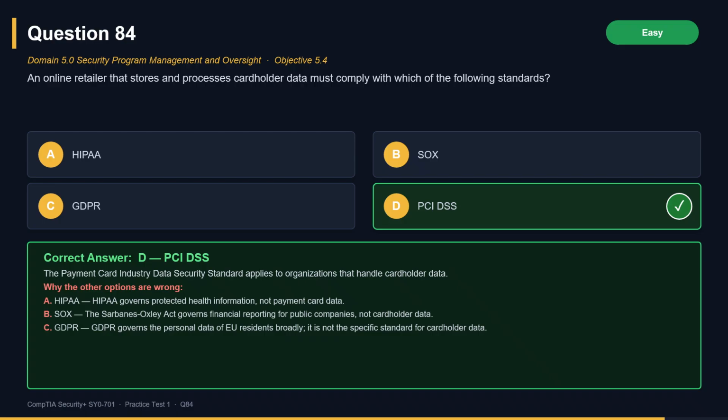HIPAA is incorrect. HIPAA governs protected health information, not payment card data. SOX is incorrect. The Sarbanes-Oxley Act governs financial reporting for public companies, not cardholder data. GDPR is incorrect. GDPR governs the personal data of EU residents broadly. It is not the specific standard for cardholder data.